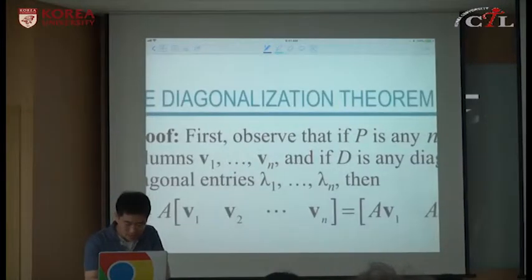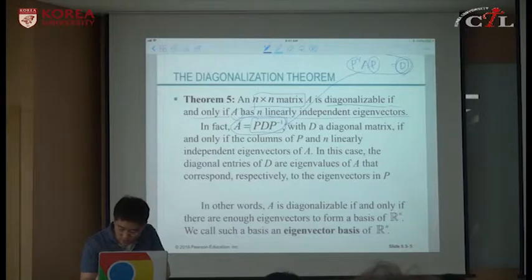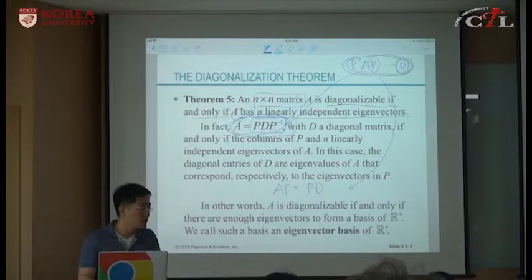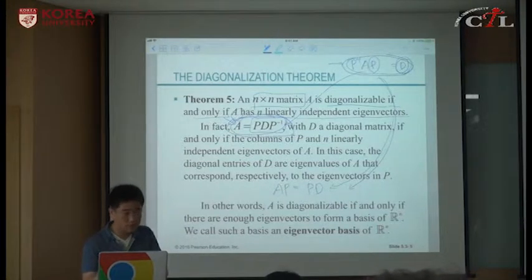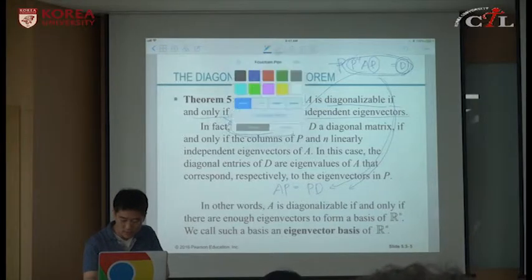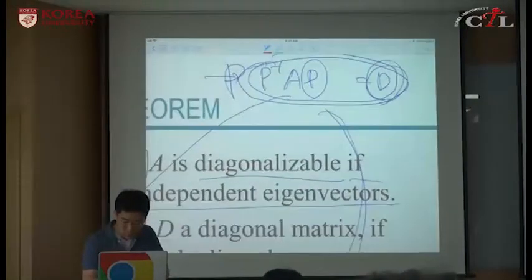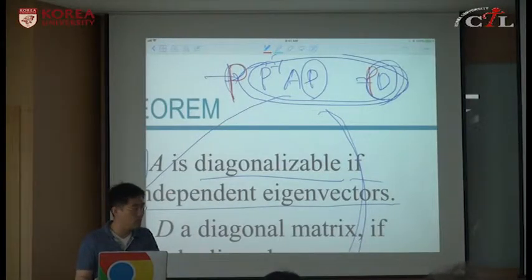Let's prove that. From this equation or this equation, we will change it into this form: AP equals PD. If either equation is true, it can be easily converted into this form by just multiplying P on the left, and then P and P inverse will cancel out here. So I'm multiplying P on the left on both sides, and we will obtain AP equals PD.